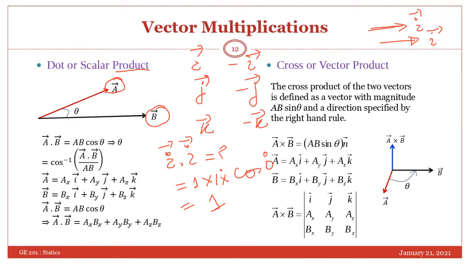So whenever you are multiplying the same unit vectors, like i dot i, j dot j, or k dot k, the answer will always be 1, because the angle between the same unit vectors is 0. When you multiply them with cos 0, it is going to be 1.